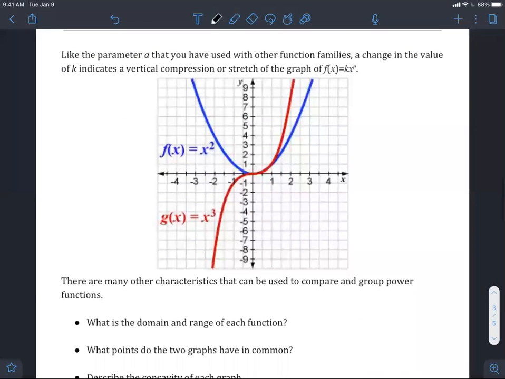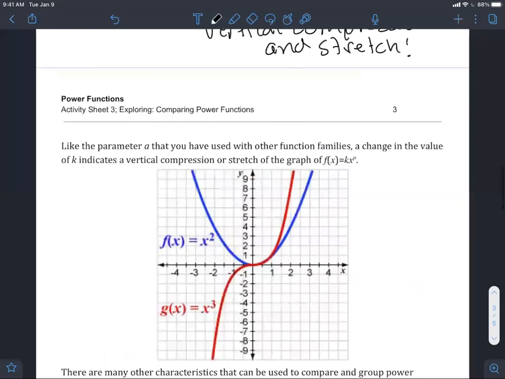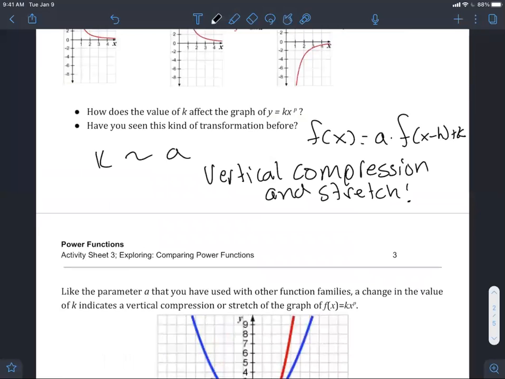So we're going to look at a few different power functions. We're going to look at power functions where P is greater than 1. We're going to look at power functions where P is between 0 and 1. And we're going to look at power functions where P is less than 0. That was question 2, if you're following along faithfully with Formative.